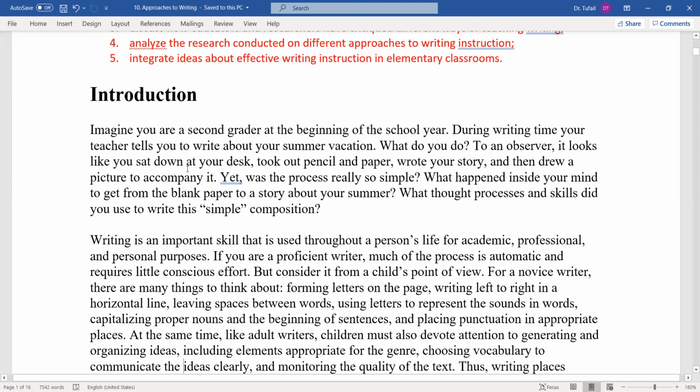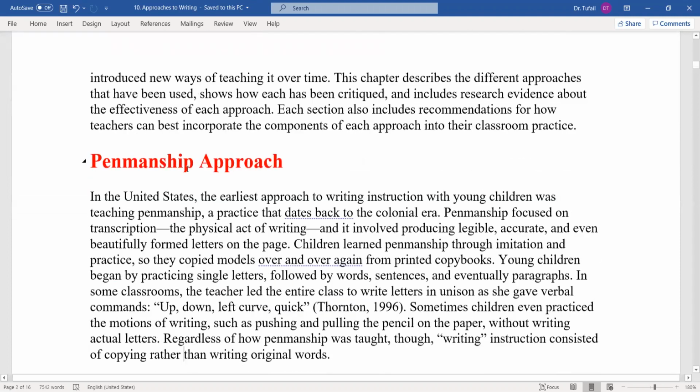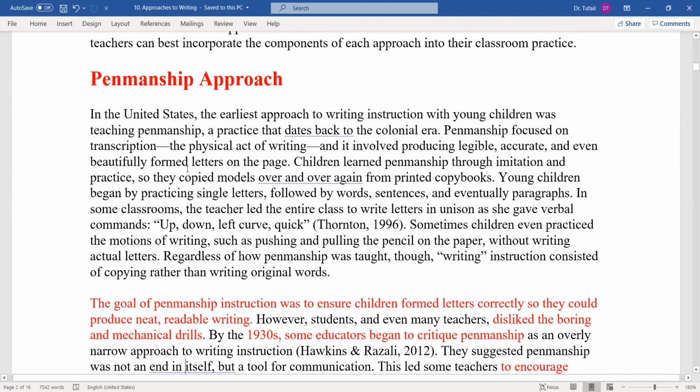The aim of this skill is to teach students to become good writers, and that is also one of the skills we need to develop among our learners. In order to develop their writing skills, the first approach which was adopted was the penmanship approach. The penmanship approach focuses on handwriting skills.